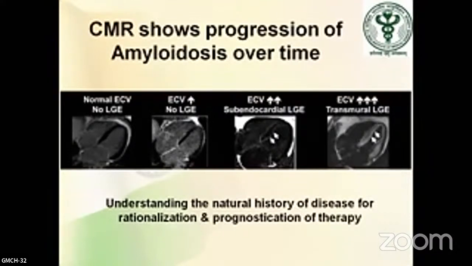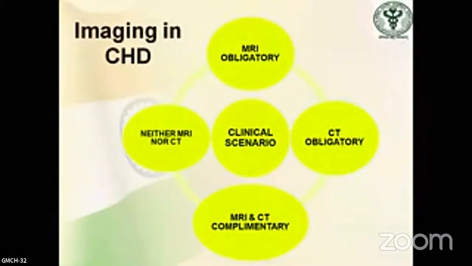This is a patient of amyloidosis, and at this time, the physical involvement was not much. Over time, it progresses to increased thickness of the myocardium, being involved and enhanced by fibrosis. So the natural history of diseases can also be studied by using various forms of cardiac imaging techniques.